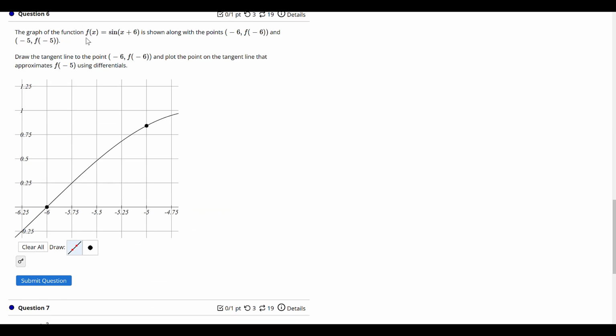It says the graph of the function f of x equals sine of x plus 6 is shown with the points -6, f of -6, and -5, f of -5. So here's -6, f of -6. You can just do that in your head if you want. -6 plus 6 is 0, sine of 0 is 0. And here's our f of -5. But we're going to be doing a tangent line here, so we have to come up with this second point. We're going to take the derivative, come up with the equation of the tangent line, and then we can come up with the other point to plot. So this is f of x equals sine of x plus 6.